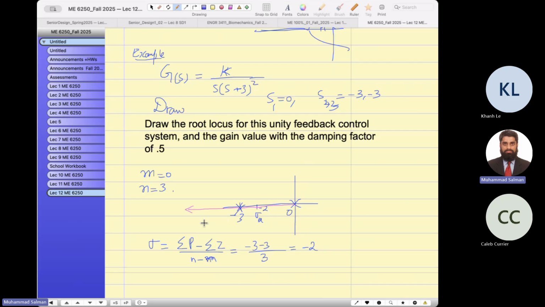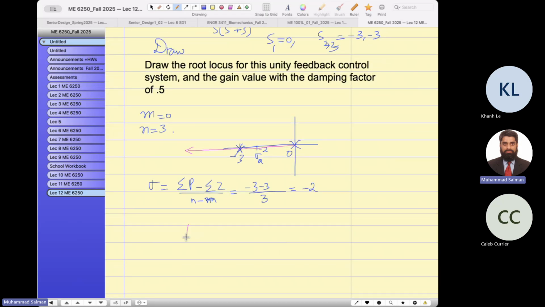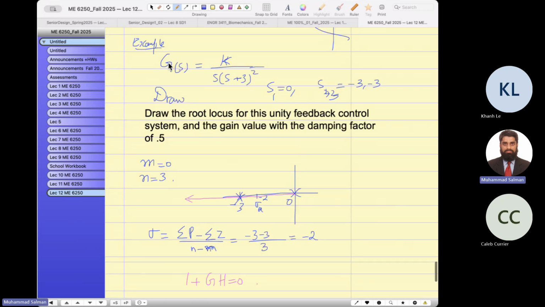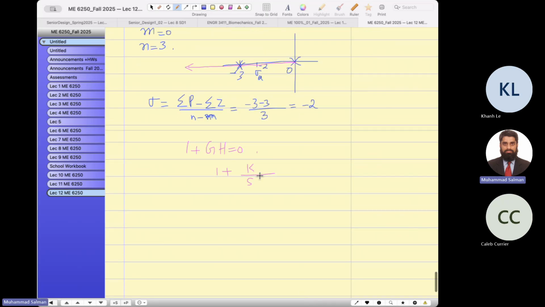And now I want to find out where the breakaway point is. So I need to show you the equation of the root locus, which is 1 plus GH equals 0. And G is how much? G equals this value. Okay, this is my G. Look, I'm going to plug it over here. So 1 plus K over s times (s plus 3) whole square.